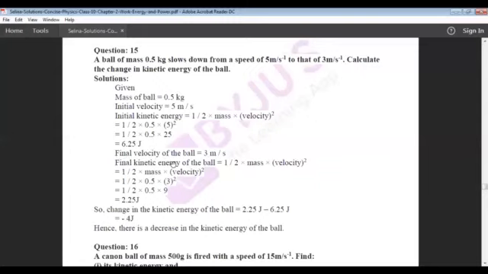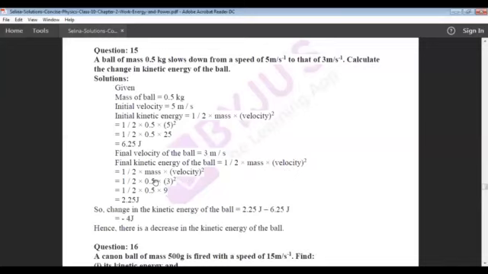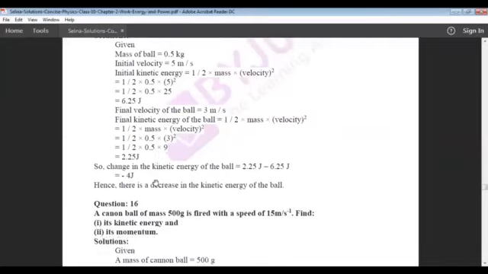Next, we will find the final kinetic energy of the ball, using the given final velocity of the body. It will be equal to half mv square. If you substitute the values, the final velocity is 3 meter per second, and in this case you are going to get the final kinetic energy as 2.25 joules.